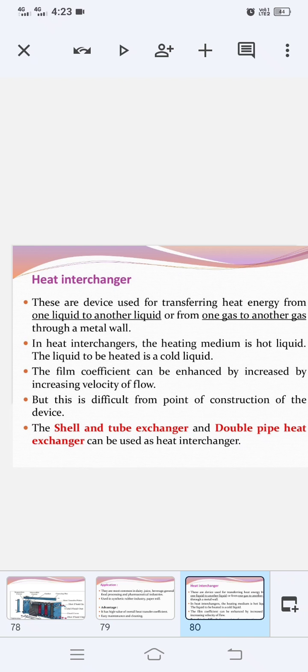Baffles make the liquid flow more or less at right angles to the tubes, which creates more turbulence. Baffles are present to create turbulence inside the tubes. These help in reducing the resistance to heat transfer outside the tubes. Now, there are certain examples of heat interchangers.